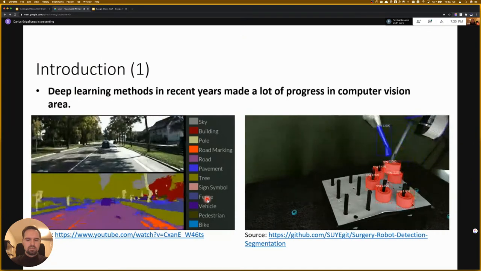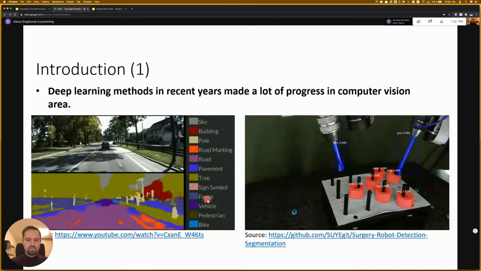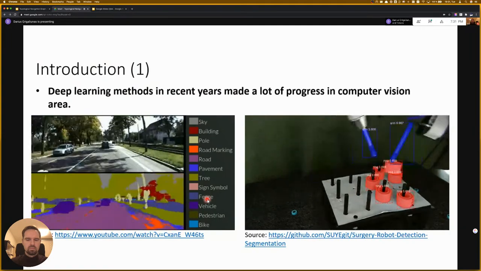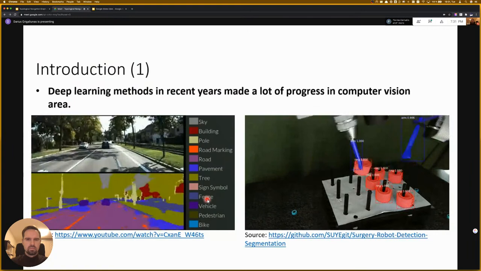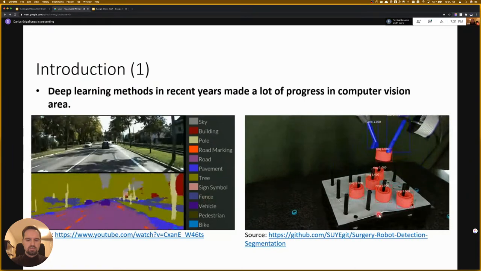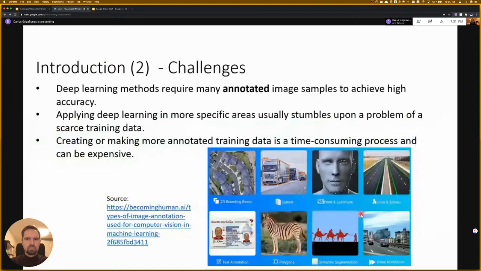So to begin with, in recent years, deep learning methods have made huge progress in computer vision. Now you can segment an image and find out where the road is, where the trees are, where the pavement is, with quite high accuracy. And in robotics, it made it easier to segment each object instance, and to handle the objects which you see. But one annoying problem with deep learning is that if you want to apply it to your own, more specific problem, you need a lot of annotated image samples if you want to get a high accuracy.